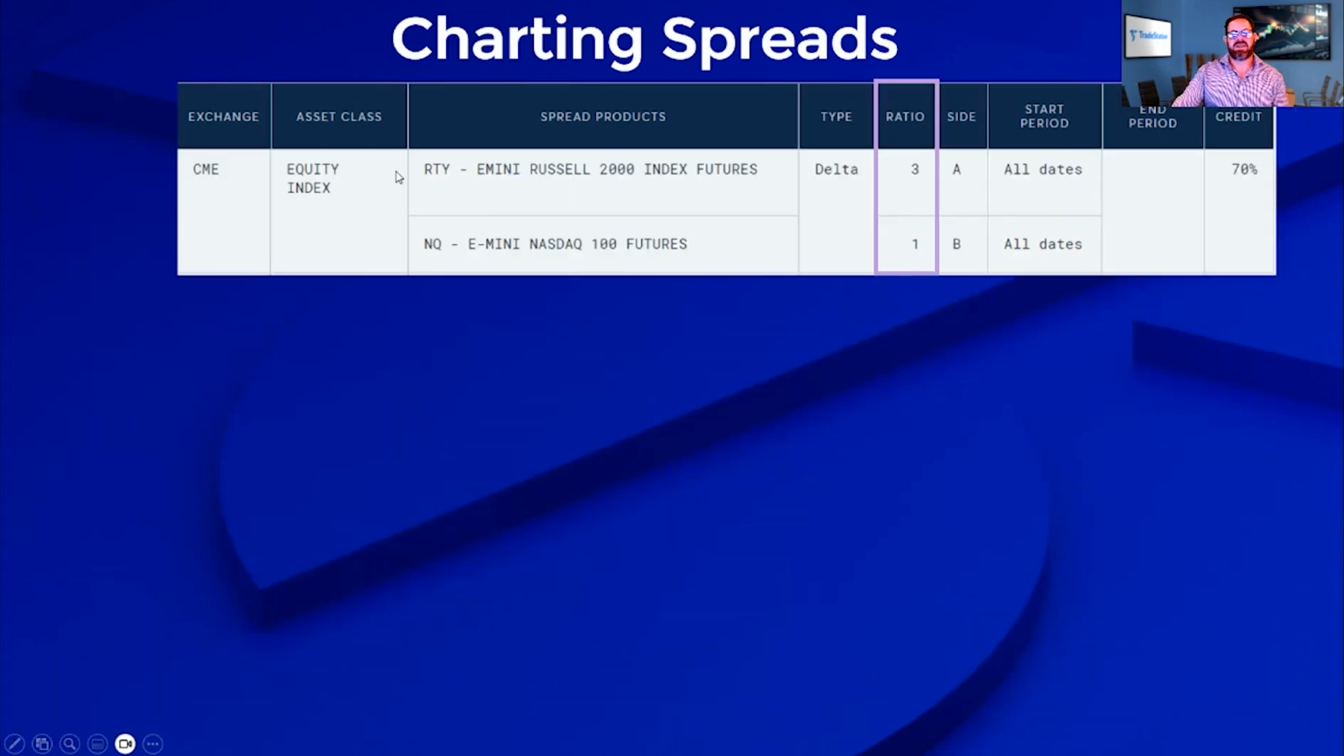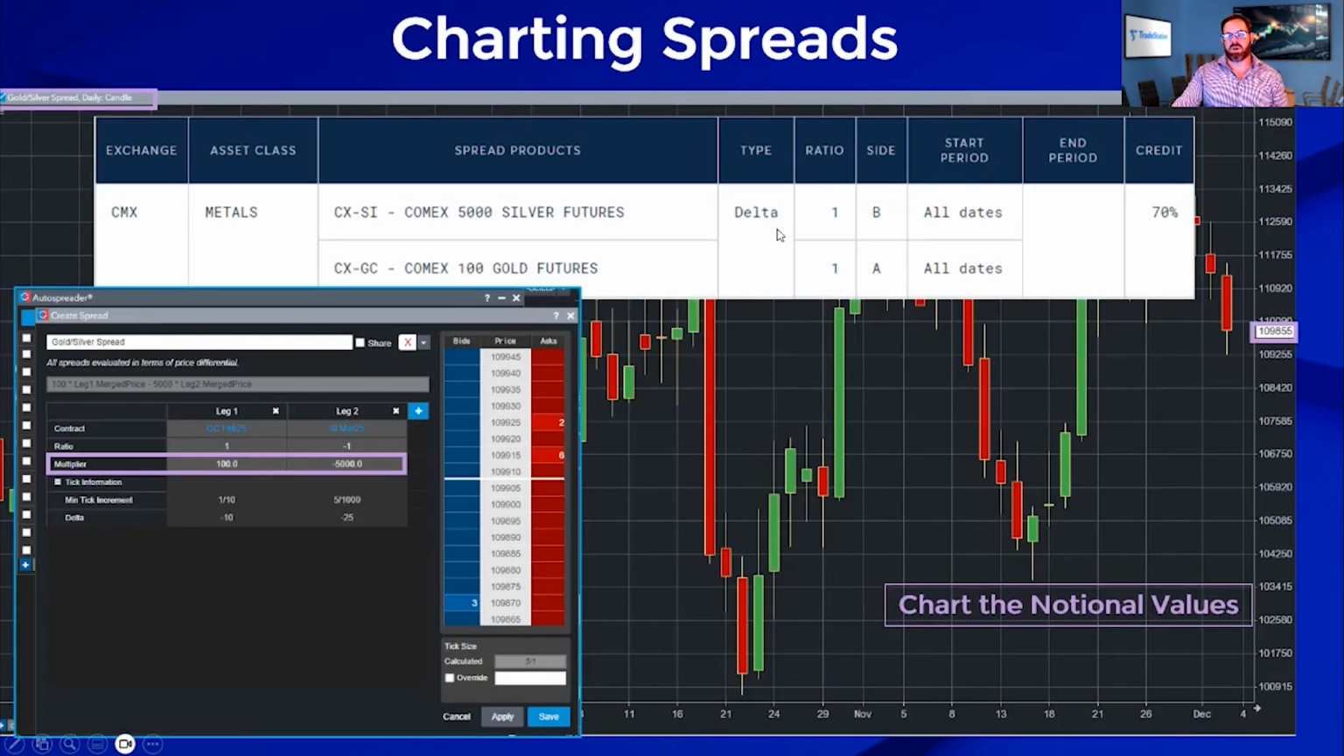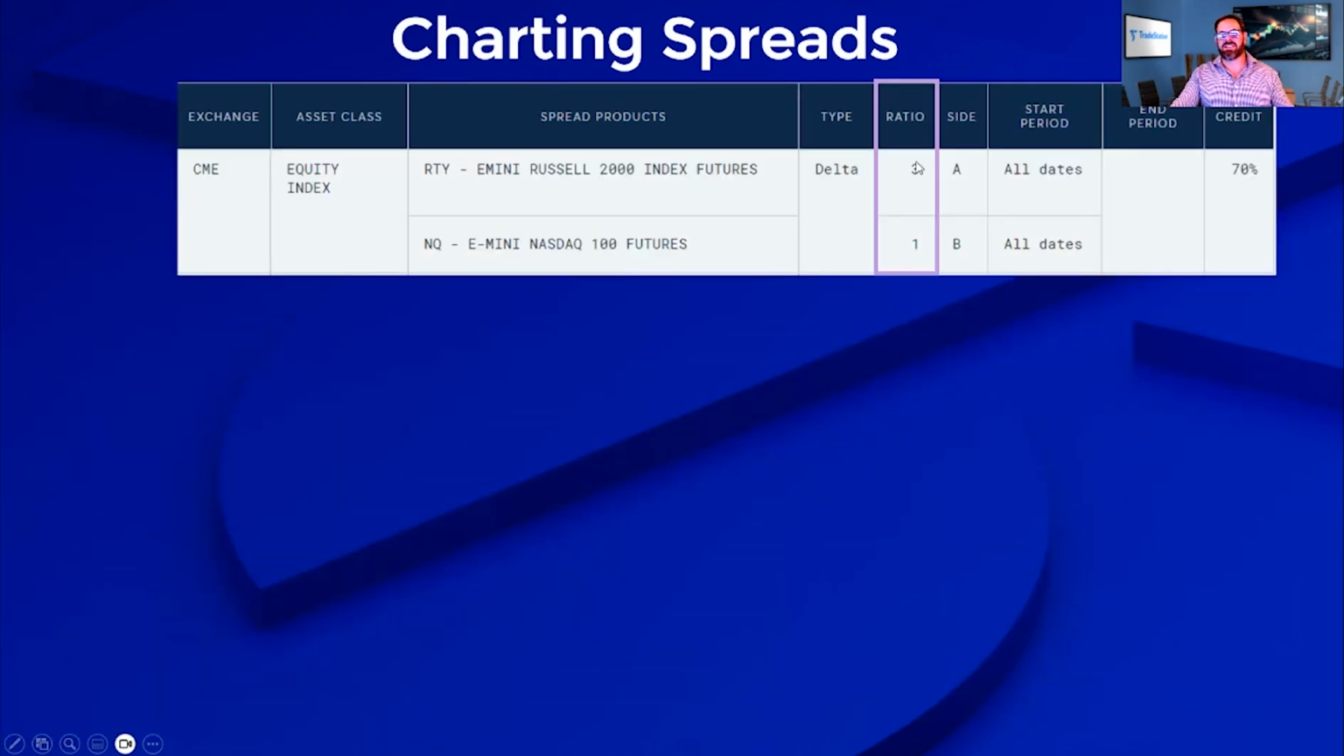You can see on some of these spreads, again, not just notional values what I need. This one was a 1-to-1 ratio, so we need notional values only. Sometimes the ratio might be different because the ratio has to be different here for the delta neutrality. So if we're doing the Russell versus NASDAQ, it's a 3-to-1 ratio. The notional value for the Russell will need $50 a point. NASDAQ will be $20 a point.